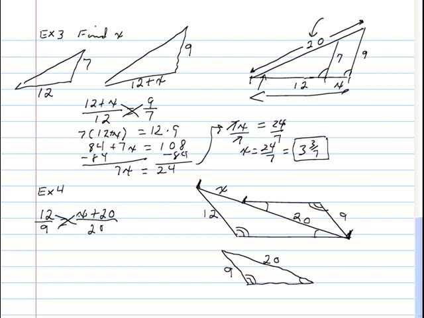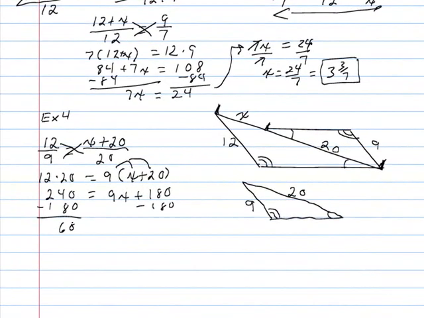I set my cross products equal. I get 12 times 20 is equal to 9 times (x plus 20). And notice it's 9 times the whole x plus 20, so that x plus 20 must go in a bracket. Now, there's two terms in the bracket, so I'll distribute that 9 twice. So I'll get 240 is equal to 9x plus 180, 9 times 20 being 180. I'll subtract 180 from both sides. I get 60 equals 9x.